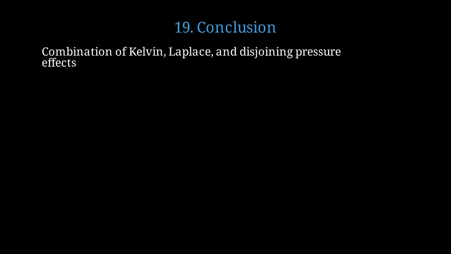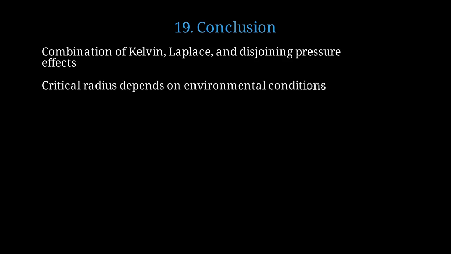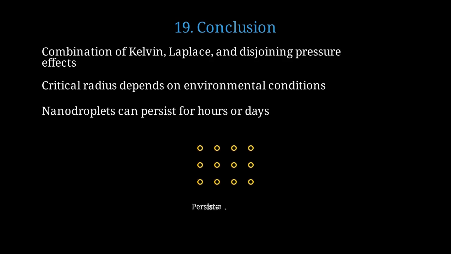In conclusion, the evaporation paradox is a complex phenomenon. It arises from a combination of Kelvin, Laplace, and disjoining pressure effects. The critical radius depends on environmental conditions such as humidity and temperature. Nanodroplets can persist for hours or even days at sizes below 5 nanometers. This represents the persistent nanodroplets that refuse to evaporate completely.